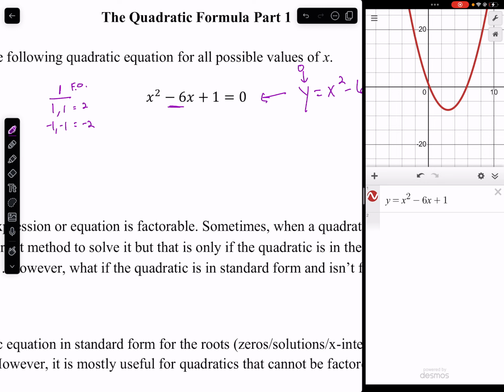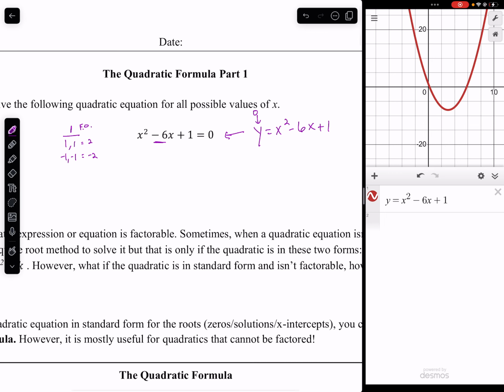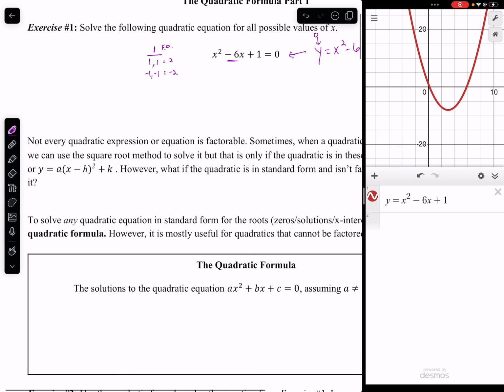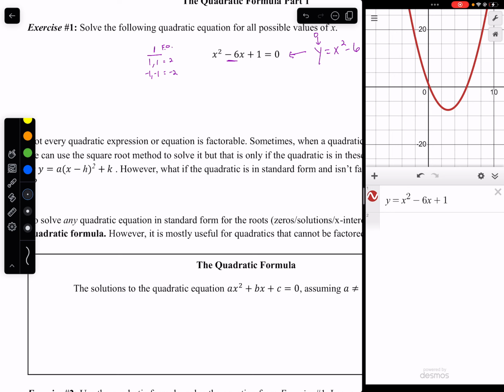But clearly, if you look at the graph on the right, there are x-intercepts, but we can't factor this. So we cannot solve this for x. We cannot find what x makes y 0. And that's what's happening here.